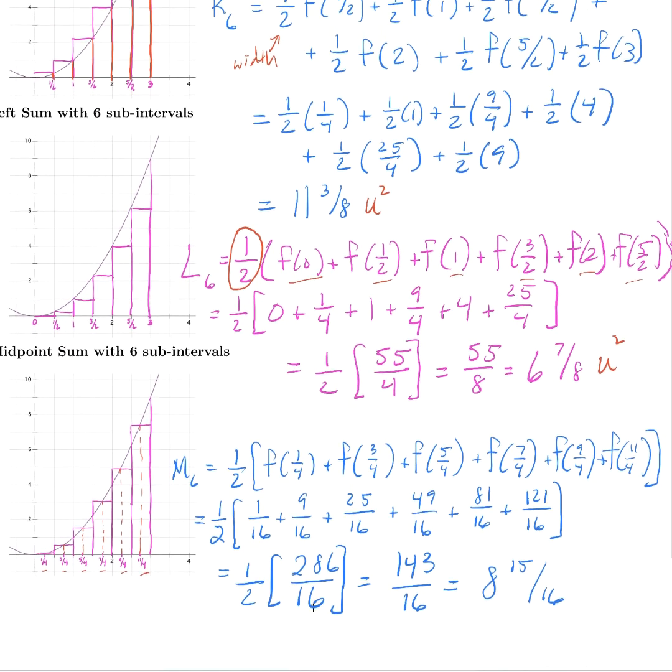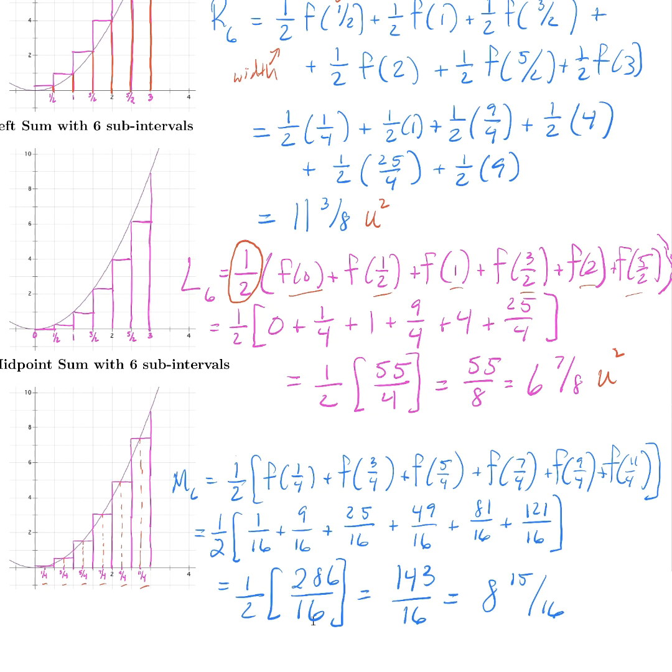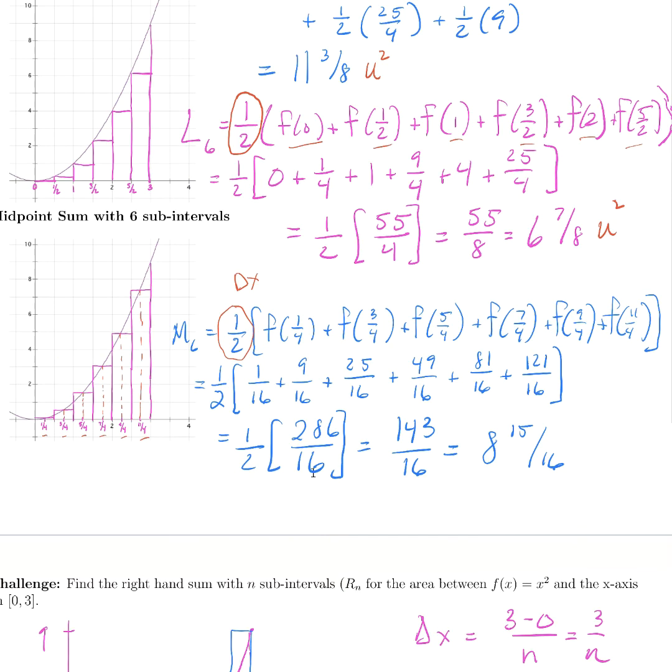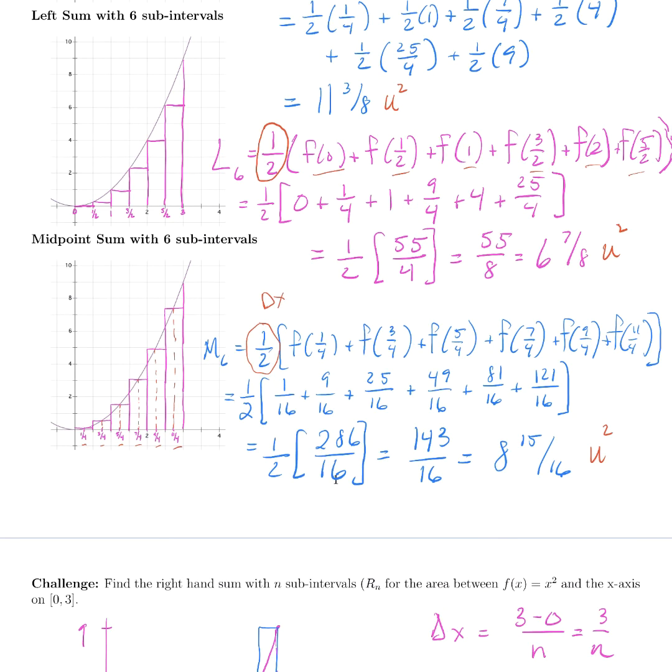Similar to L6 here, I knew the width of each rectangle. Here's delta x. I know I need the output of the function to get the 6 heights. Square all of those things because that's what my function is. And I get 8 and 15/16 square units. And you'll see in the beginning of the next section that's a pretty good estimate that we get here with M6 in this case.